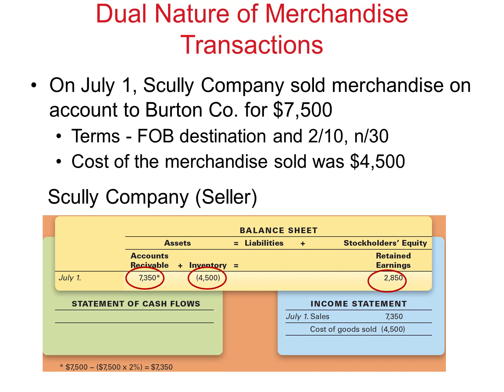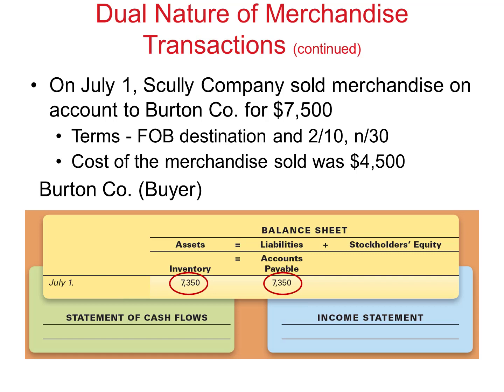In this case, what we see is that the customer is buying on account. Therefore, we are increasing accounts receivable by $7,350. And of course, since this is a point of sale transaction, we are also reporting the reduction in inventory and an increase at the gross profit level in retained earnings. Let's now look at the same transaction from the perspective of the buyer. The buyer in this case is Burton Company.